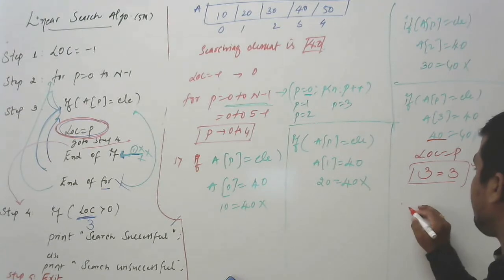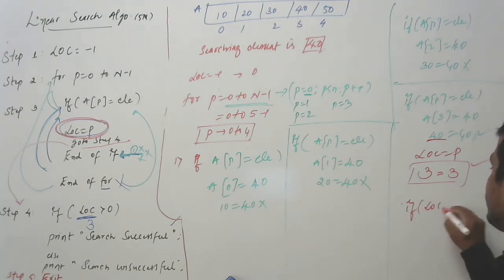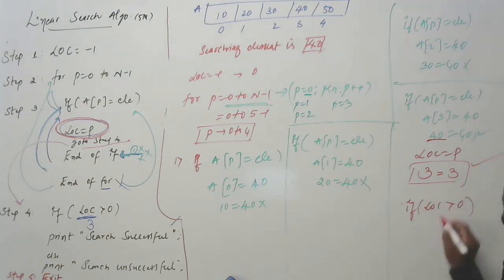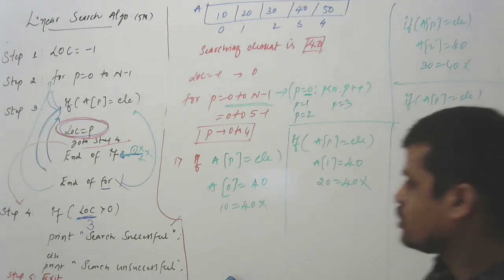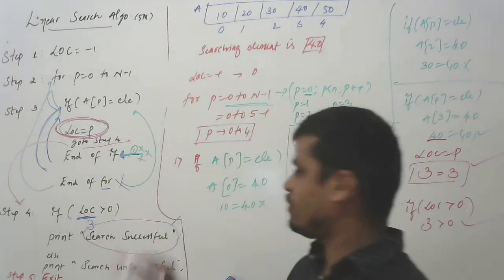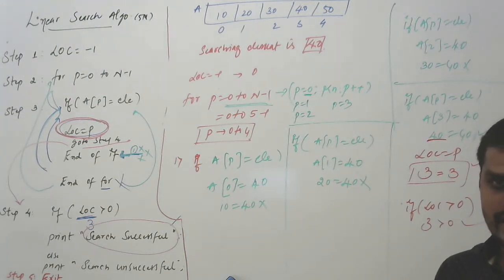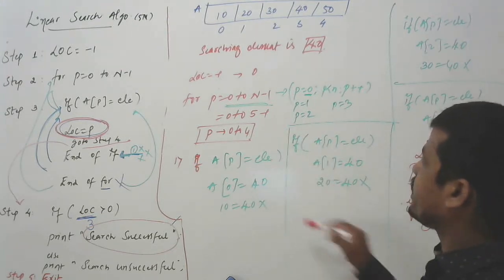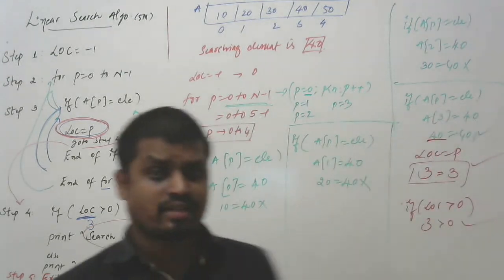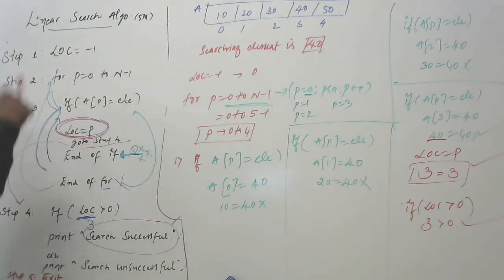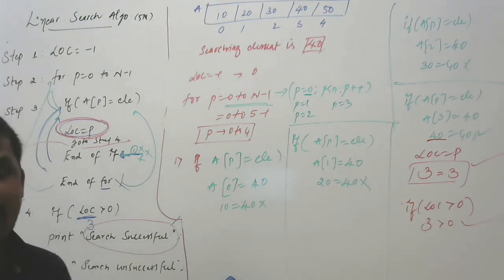What is step 4? If location is greater than 0, my location is 3. 3 is greater than 0. Condition is true. So the search will be successful. This is how the program will get executed. Fine. This is the working pattern. In the exam, no need to write the working pattern. You need to write these steps. This will be asked for 5 marks.